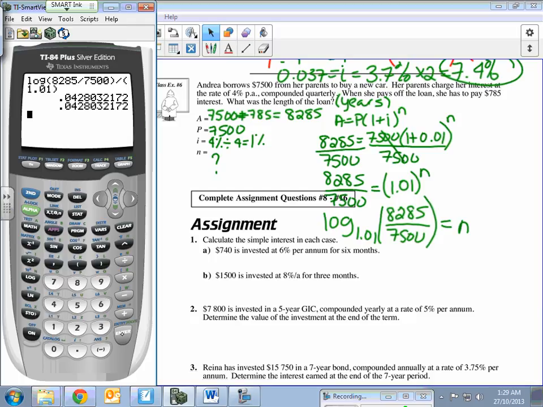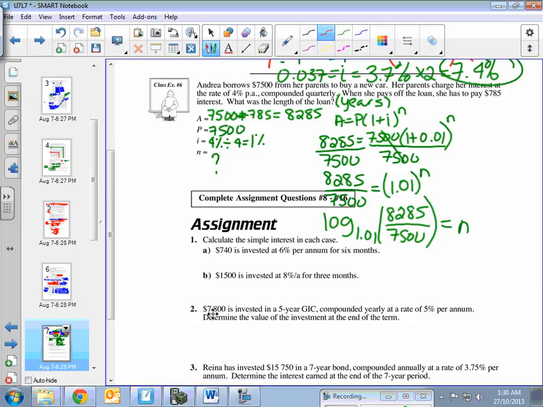So your n is equal to, this isn't right. I forgot to put my logarithm. Oh man, I'm sorry, start over. Log of 8285 divided by 7500. Close your brackets, divided by log of 1.01. And it will be 10. So your n equals 10.